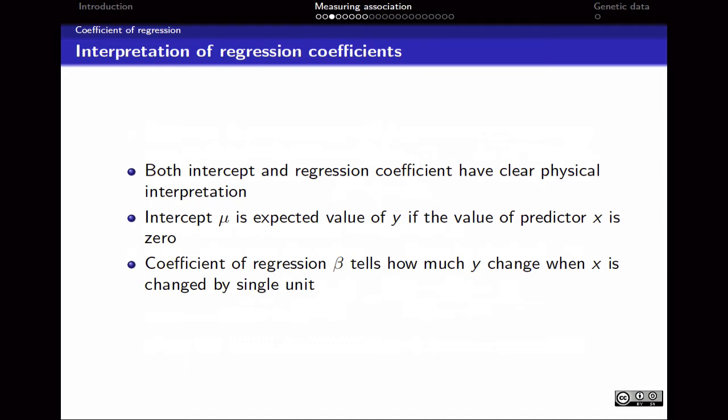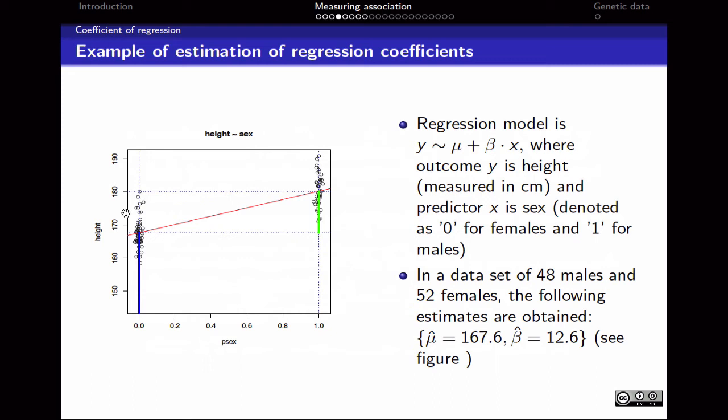Both intercept and regression coefficient in the linear model have very clear physical interpretation. The intercept mu is the expected value of y if the value of predictor x is 0, and the coefficient of regression beta tells how much y changes when x is changed by a single unit.